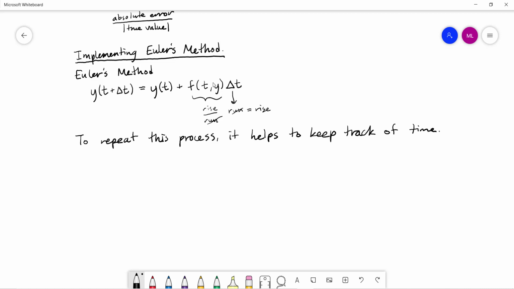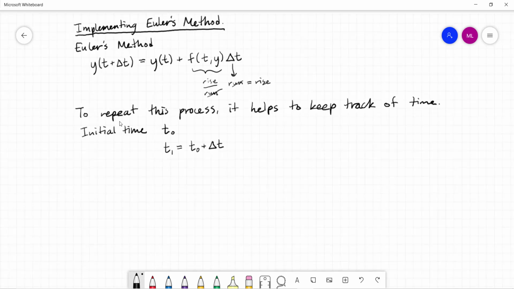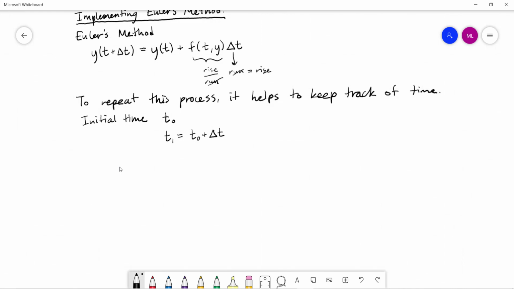So basically, we'll start with some initial value, and maybe that is indeed what we call t0. And the next point that I want to check is going to be a later time, and we'll call it t1. And t1 is going to be the original value of t, so t0, plus some small amount of time that's elapsed. And then after that, we'll want to add another delta t.